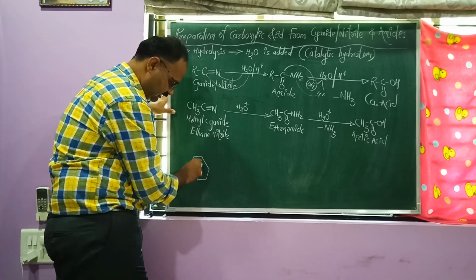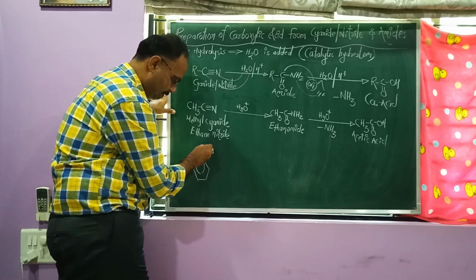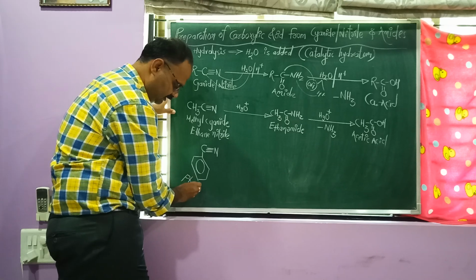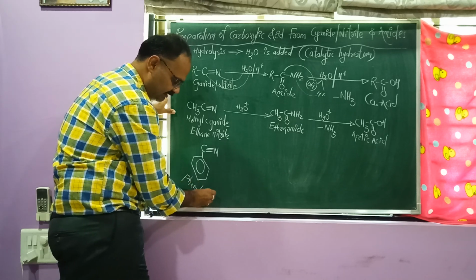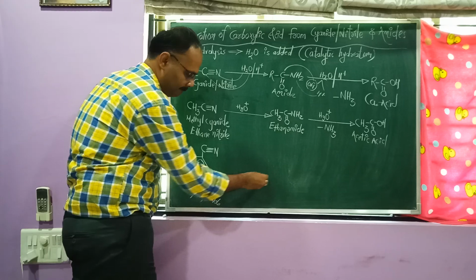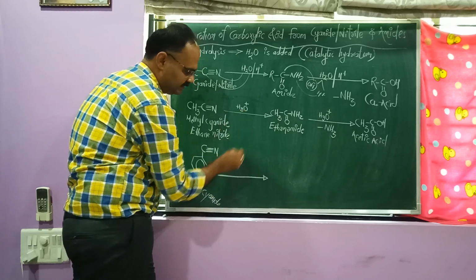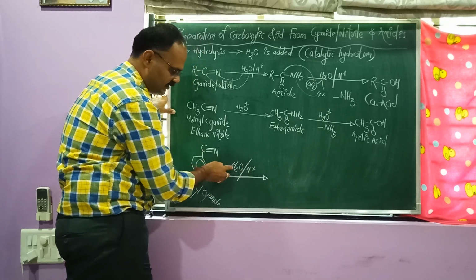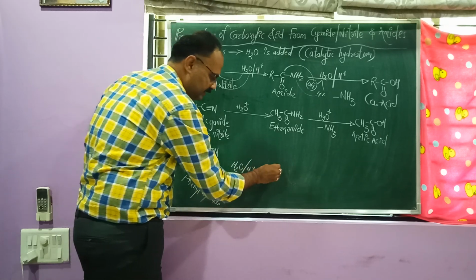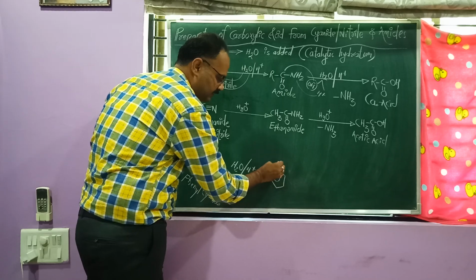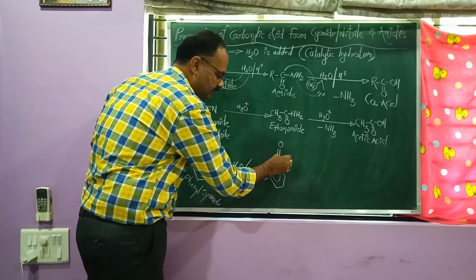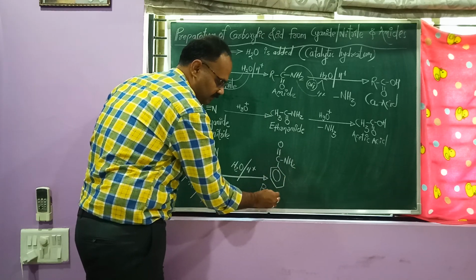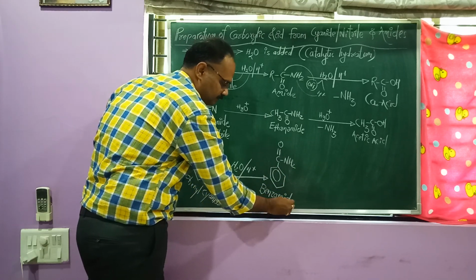We consider one example of an aromatic compound. Name of this compound is phenyl cyanide. Again like this we can write H2O, H plus also. Oxygen should be added here, hydrogen should be added here. So on the benzene ring we have C double bond ONH2. Name of this compound is benzamide.